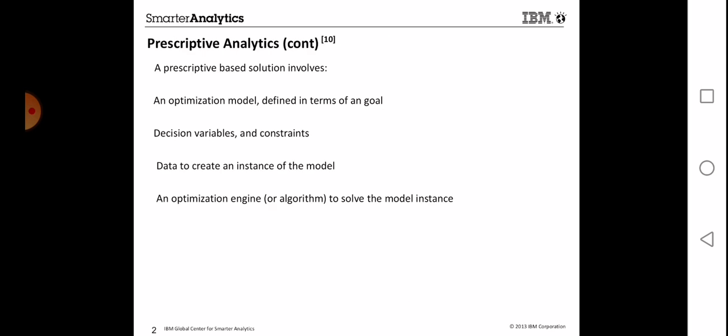Okay. These solutions involve an optimization model defined in terms of a goal. So the purpose of the optimization process is to find values for the decision variables that satisfy all constraints and optimize the objective function. Next, decision variables and constraints. We also have data to create an instance of the model and an optimization engine or algorithm to solve the model instance.